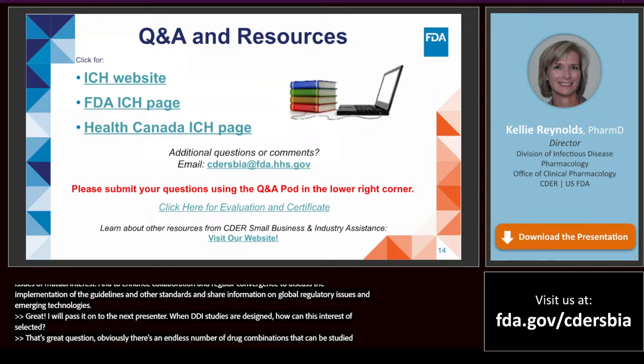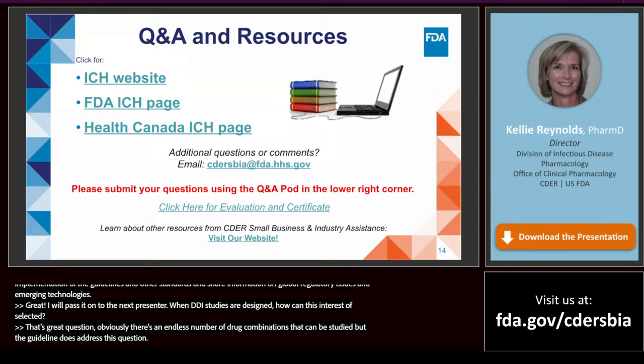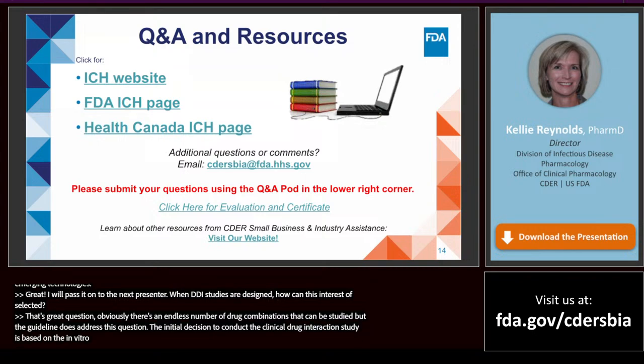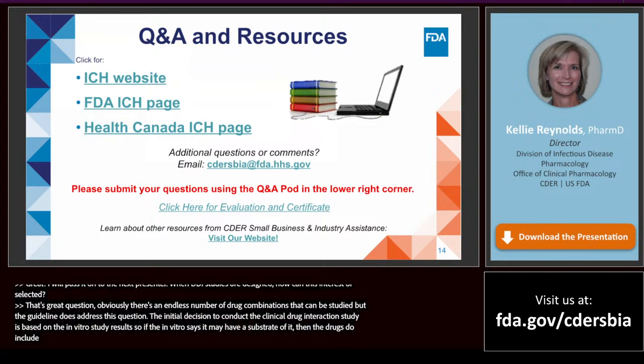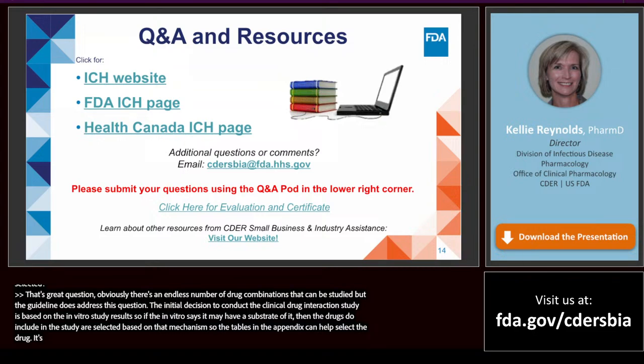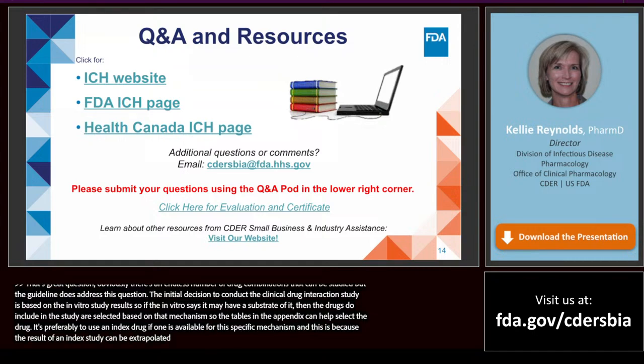But the guideline does address this question. The initial decision to conduct a clinical drug interaction study is based on in vitro study results. So if the in vitro results indicate that a drug might inhibit or induce an enzyme or transporter, or it's a substrate of an enzyme or transporter, the drugs to include in the study are selected based on that mechanism. So the tables in the appendix can help select the drugs. It's preferable to use an index drug if one's available for the specific mechanism.